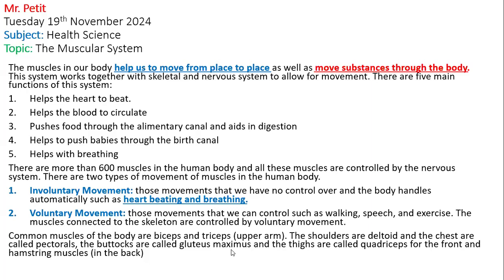What are two types of movement for the muscles? Involuntary and voluntary. Very good. What's the difference between the two?